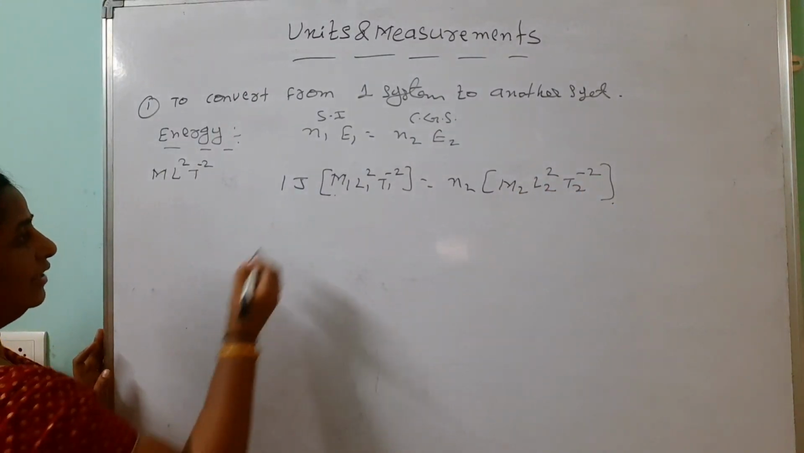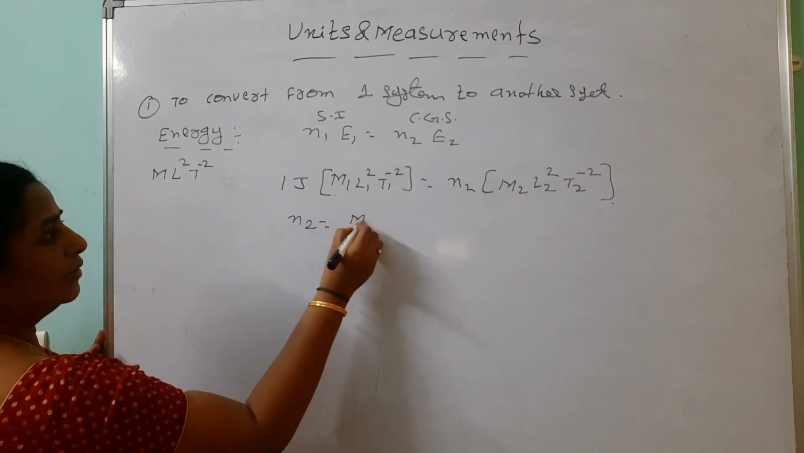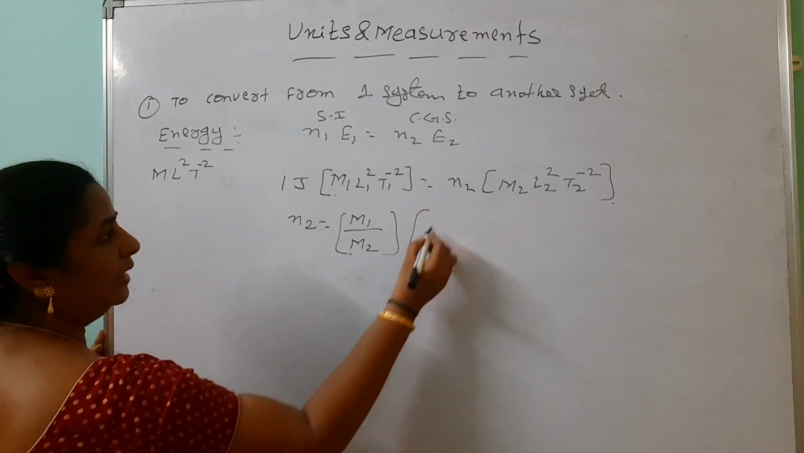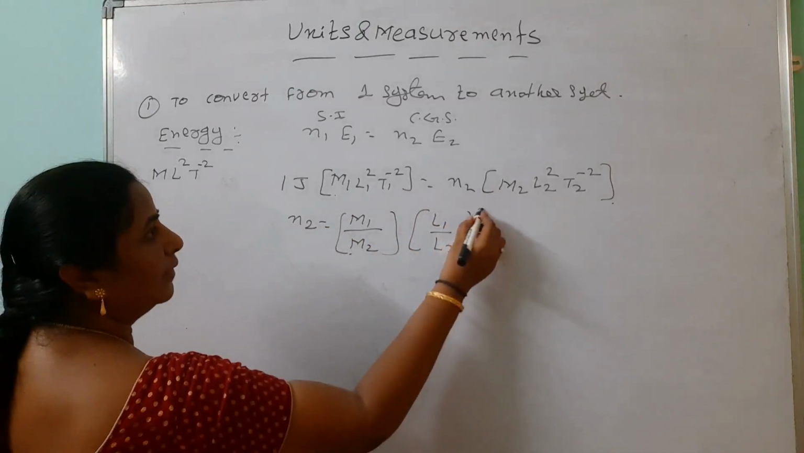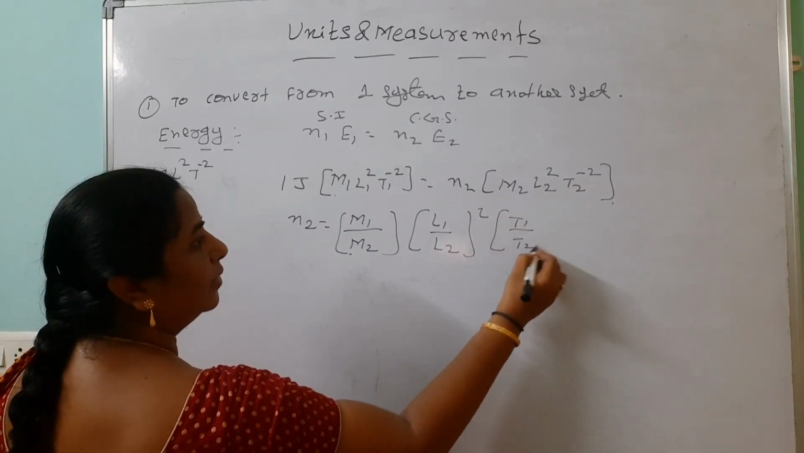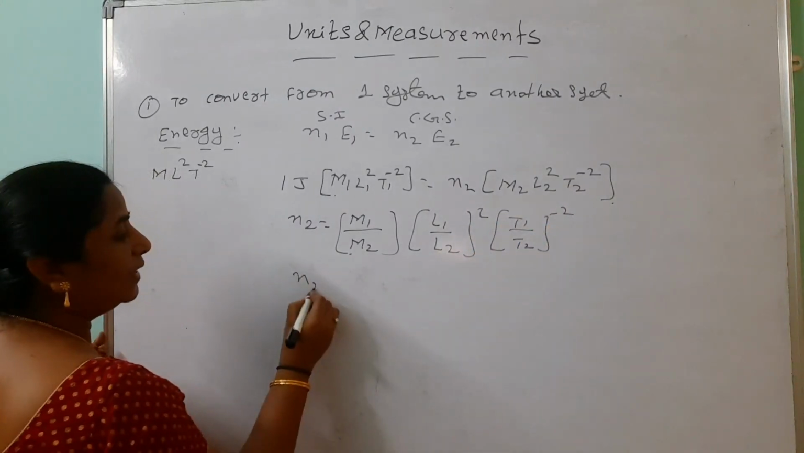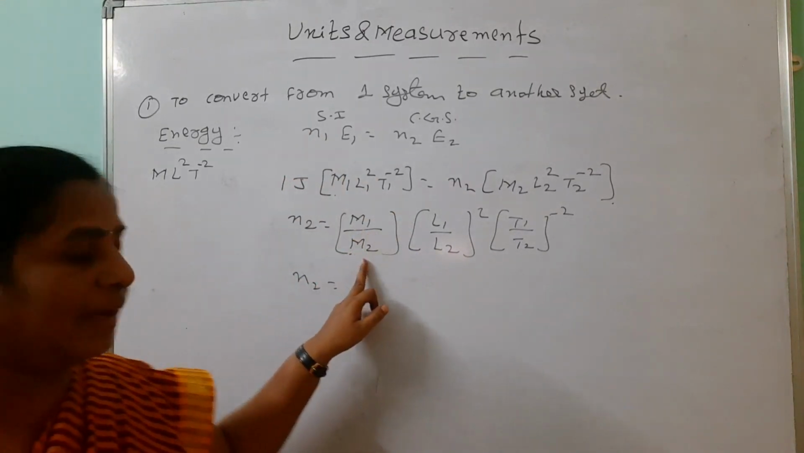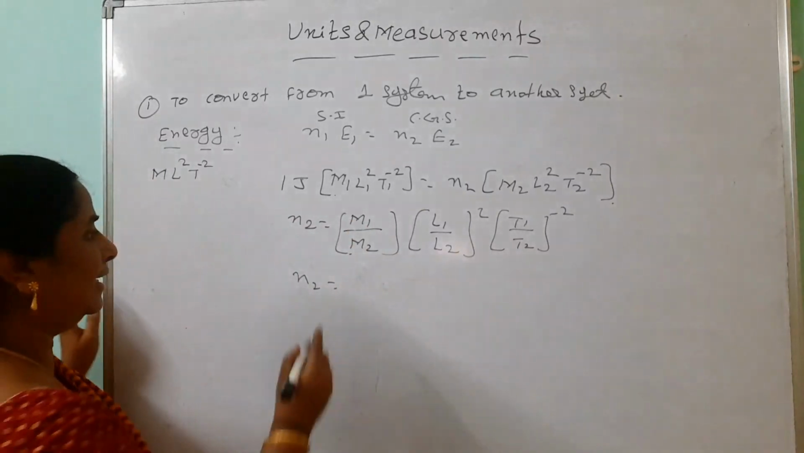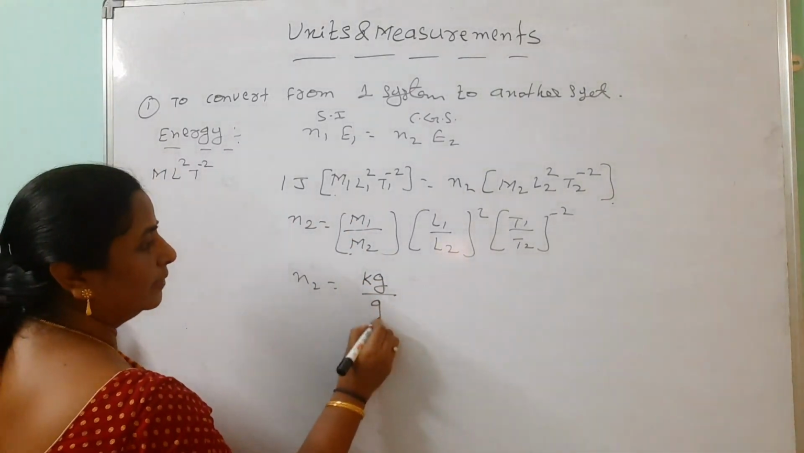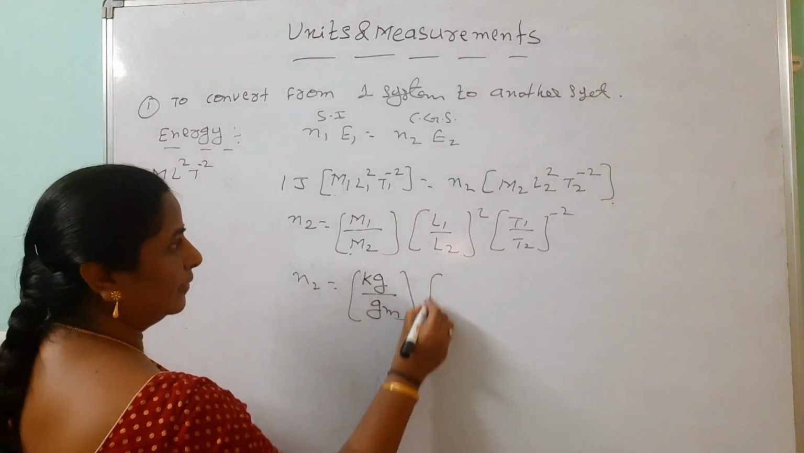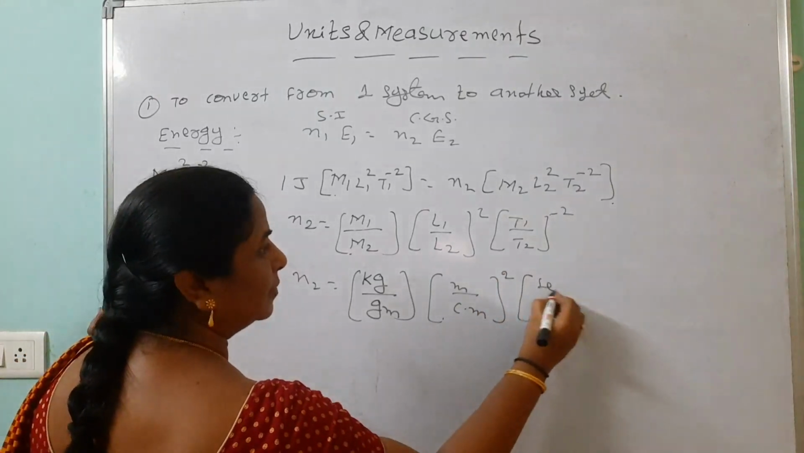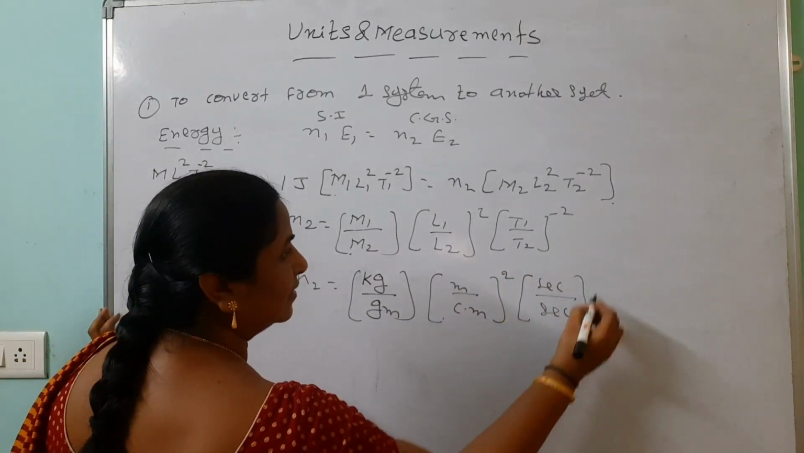Now how to find out the N2 here? N2 equals, look here, M1 by M2 into L1 by L2 whole square into T1 by T2 whole to the power of minus 2. But M1 is SI system, so we can express in terms of kgs. M2 is in terms of grams. So you can write it kg by gram. And here meter by centimeter whole square. Here time, in both the systems we are expressing in terms of second only.